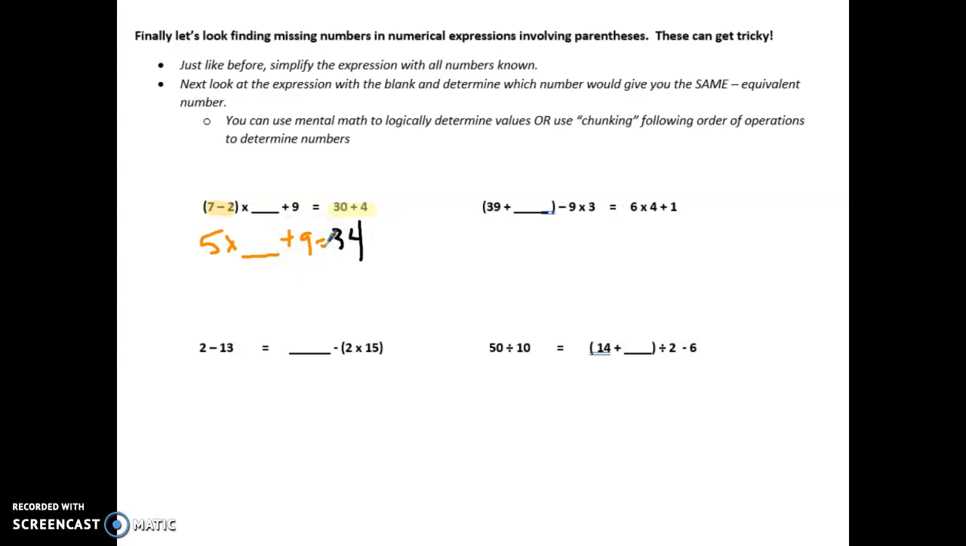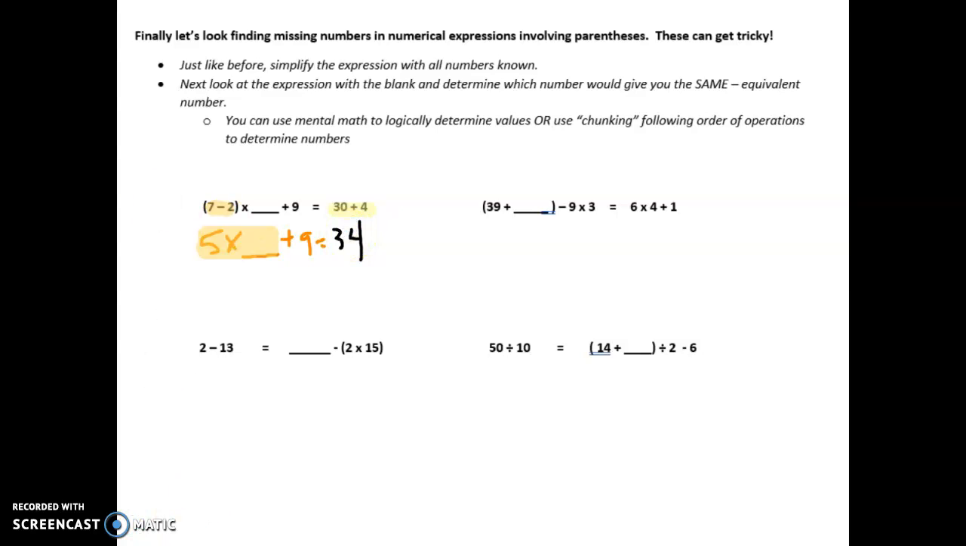Now this is starting to look like the problems that we just did in the last section, where we should realize that multiplication comes first before addition. So this would be our next step, is to figure out this. This is that chunking method. Now again, if you can use mental math and you can figure it out straight out of the gate, more power to you, go for it. If you can't, a way that you can look at it is 5 times what, plus 9. What plus 9 gives you 34?